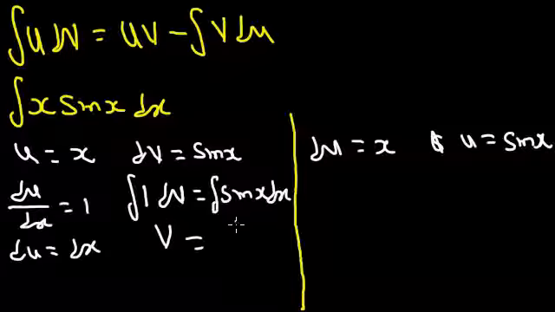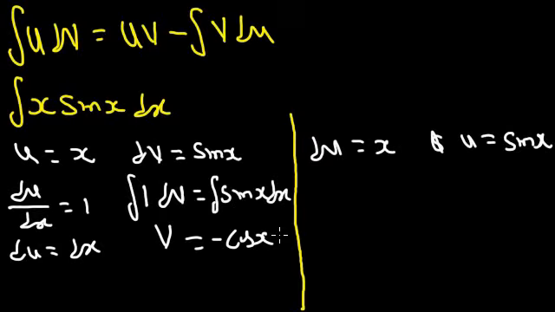Now the integral of sine x is simply negative cosine x. Make sure you don't confuse that: it is the integral of cosine x that is equal to sine x. Don't forget they are inverse of one another. Now we have v, and we also have u. Let's plug them right into the formula.